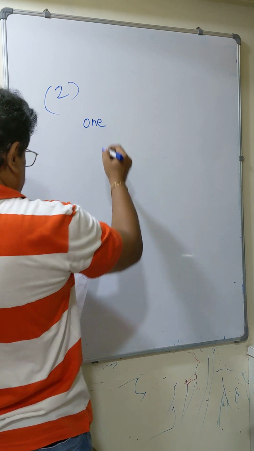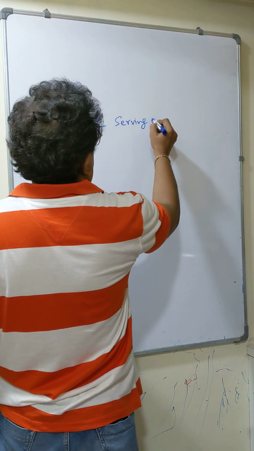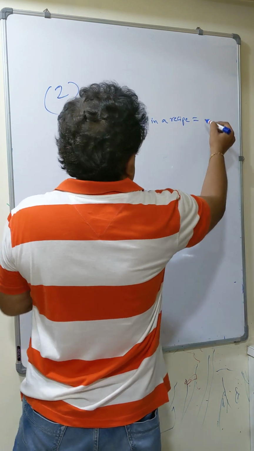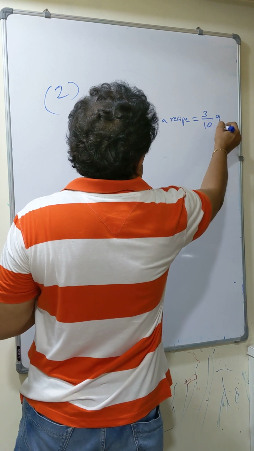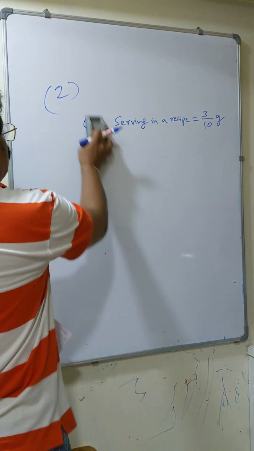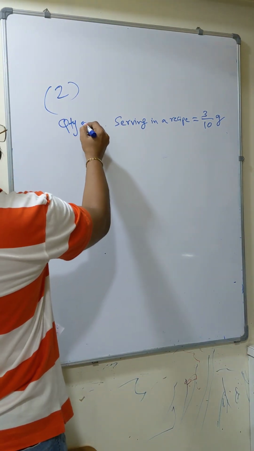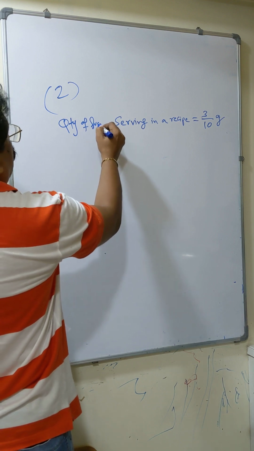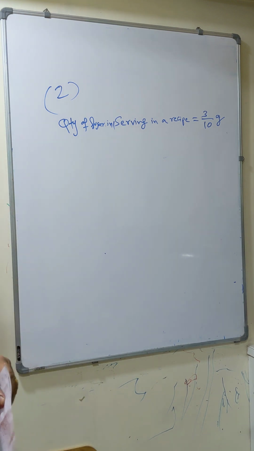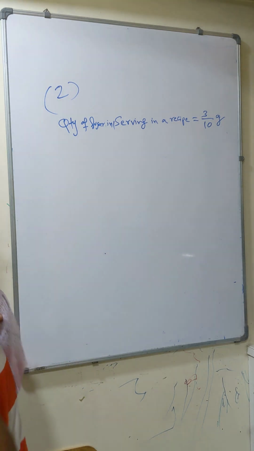One serving in a recipe is equal to 3/10 gram. Or you can write quantity of sugar in one serving. Like that also you can write. Quantity of sugar in one serving in a recipe is equal to 3/10 gram. How much sugar is used in 1/6 serving?